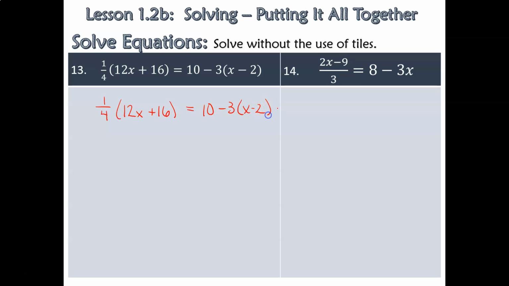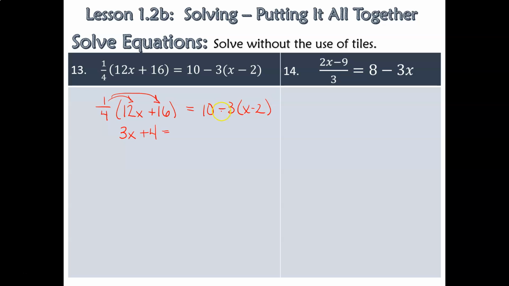Okay, so we're going to distribute first. So you're going to take 1/4 of 12x, or divide 12 by 4, which is 3x. You're going to take 1/4 of 16, which is dividing 16 into 4 pieces, which gives you 4.